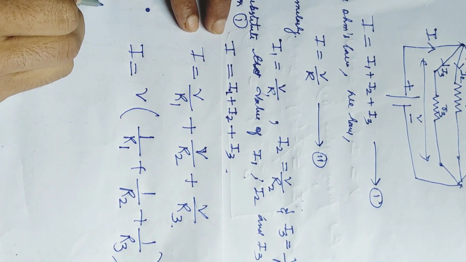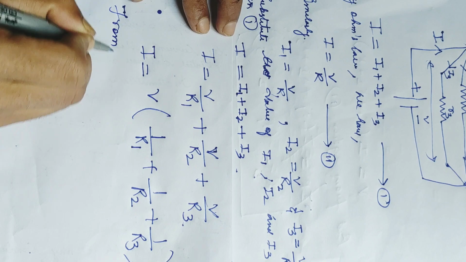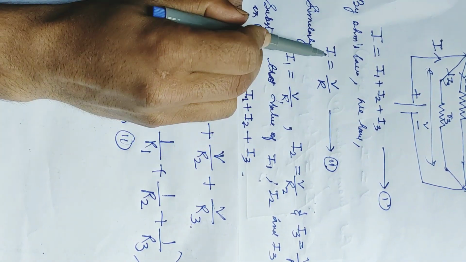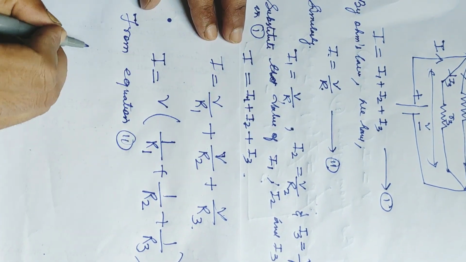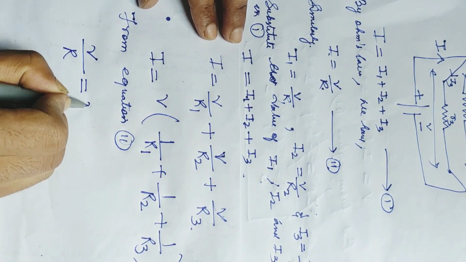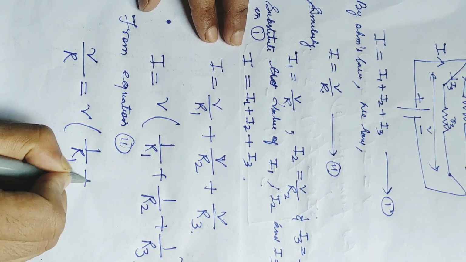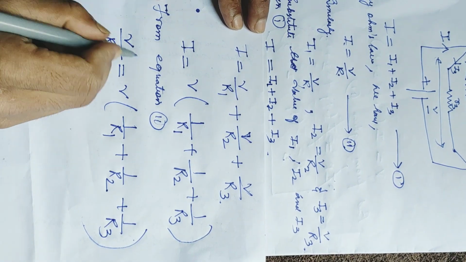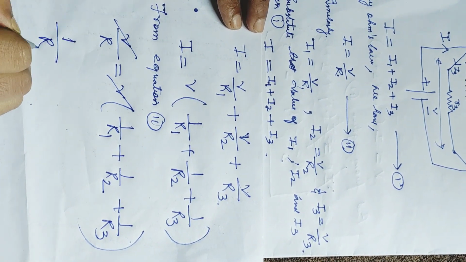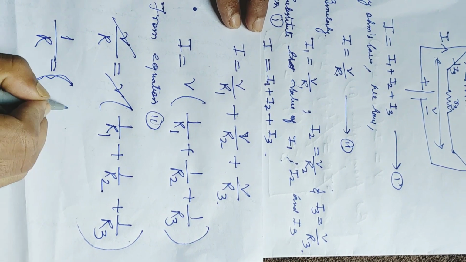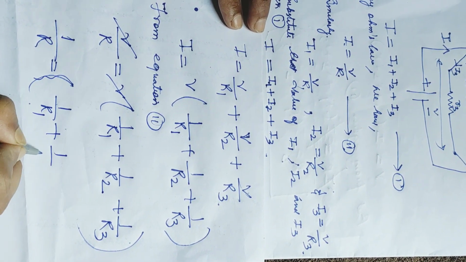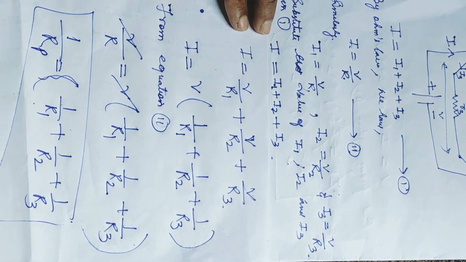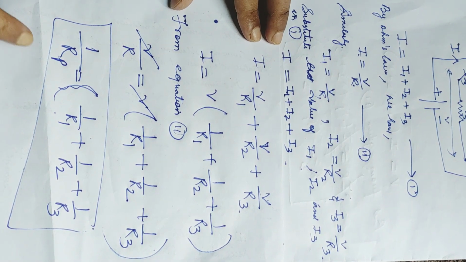Again from equation 2, we have I is equal to V by R. So in place of I we can write V by R equal to V times 1 by R1 plus 1 by R2 plus 1 by R3. Right. So V and V cancel. 1 by R equal to 1 by R1 plus 1 by R2 plus 1 by R3. So this is our derivation. You can write here P because it is equivalent resistance for parallel.